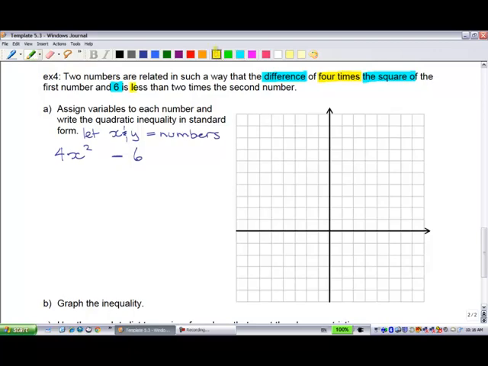is less than, so that's important. We're going to a less than symbol, not less than or equal to, just less than 2 times the second number. Okay, so 2 times our second number here is y. So we end up with 4x squared minus 6 is less than 2y. Again, let's put this in standard form. Divide by 2 makes it 2x squared minus 3 is less than y.